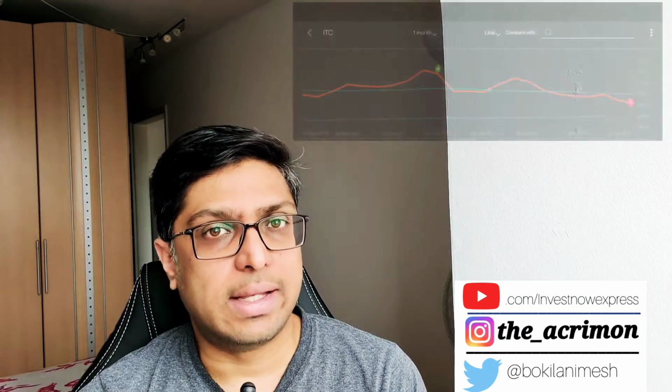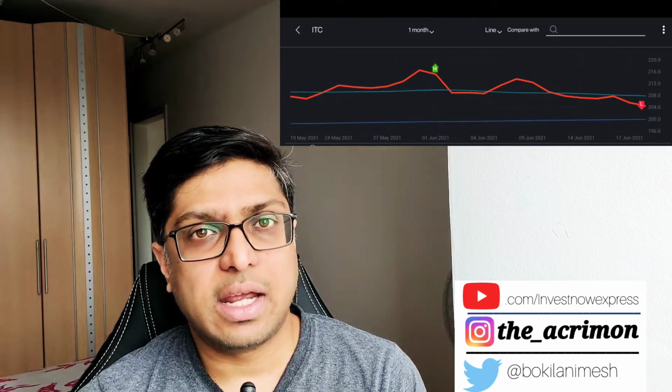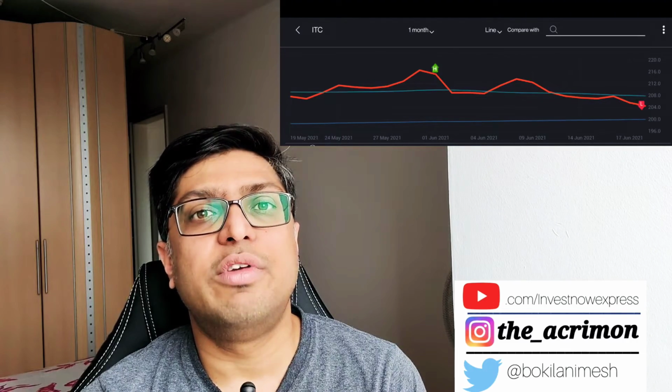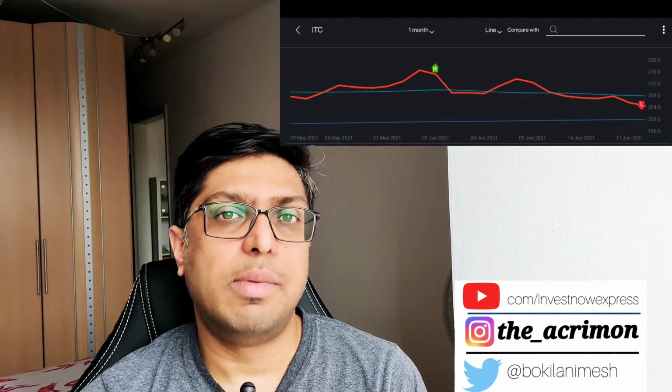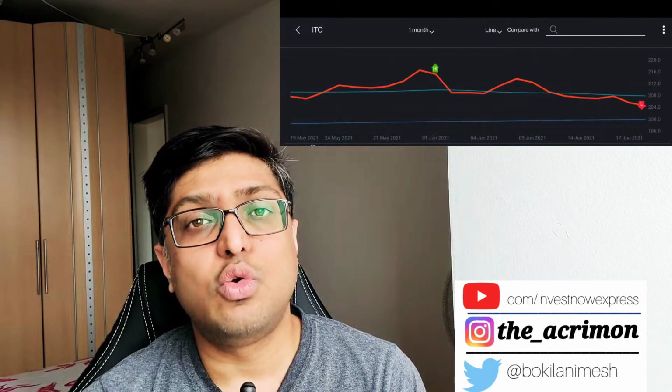Let's look at an example of ITC. Here you can see two lines. They are nothing but the moving averages. The first line, which is the light blue color, is the 50 DEMA, which is the 50-day moving average plotted. The line below, which is the dark blue color, is basically the 200 DEMA.